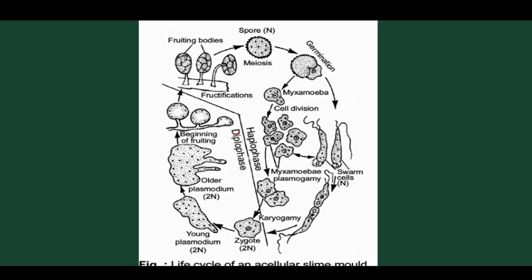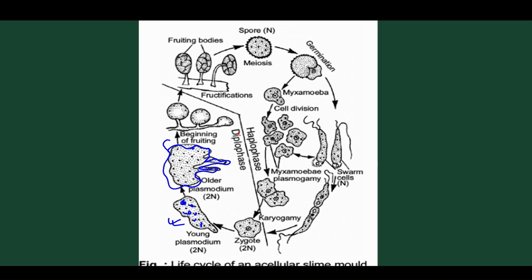Let's discuss its structure. For example, suppose we are taking this. So this is the young plasmodium, because this is a multinucleated structure present. Got it? So this germinates and stretches, elongates.